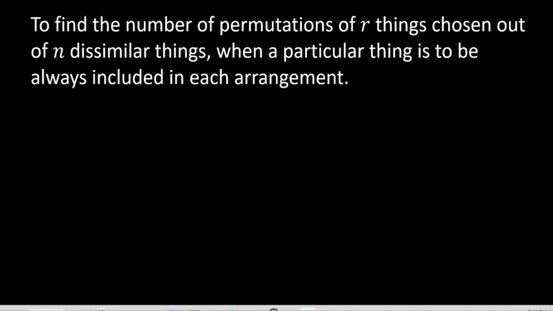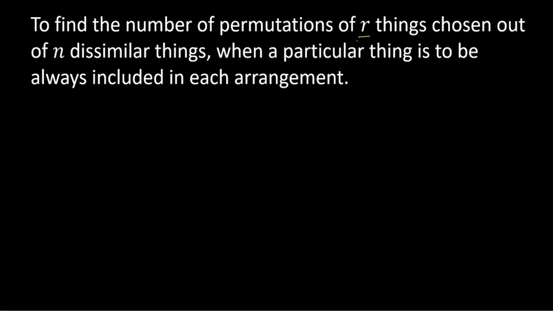Hello everyone. In the previous video, I talked about one or two examples of permutation. I talked a little bit about the multiplication principle. Let us extend the problem of permutation now. Here there is a slightly different type of problem in which I again have to select r things out of n dissimilar things. But the condition is that a particular thing is to be always included in each arrangement.